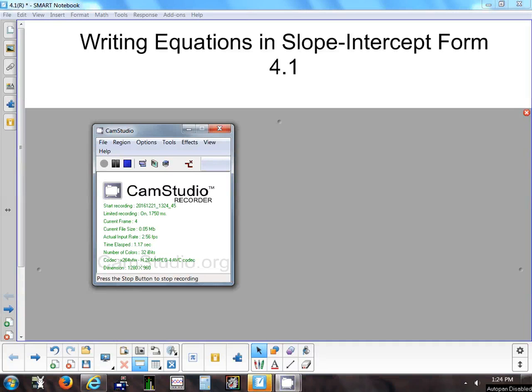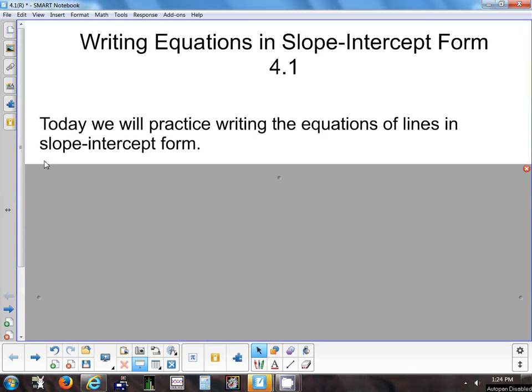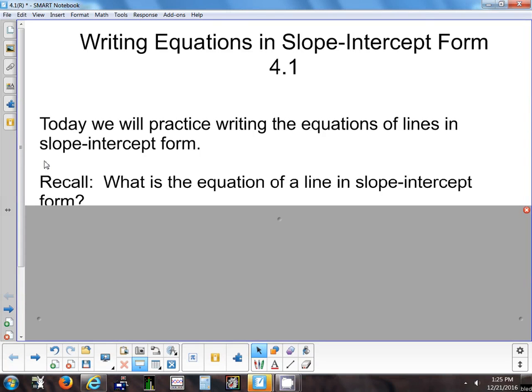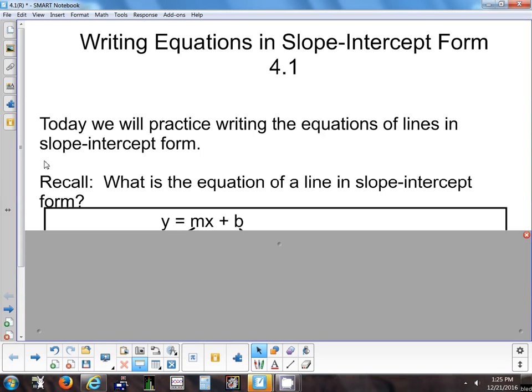All right, so let's take a look at section 4.1. Basically, we're going to be writing equations in slope-intercept form. Does anybody remember what that is? It starts out y equals, anybody remember the letters? Yeah, it's y equals mx plus b. So that was my first question, which you can fill in your box.